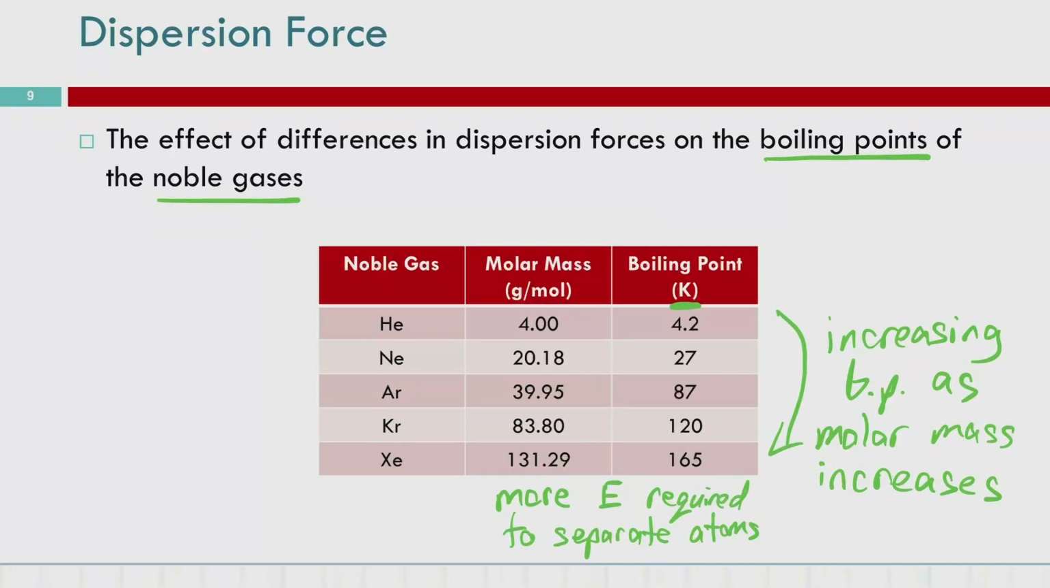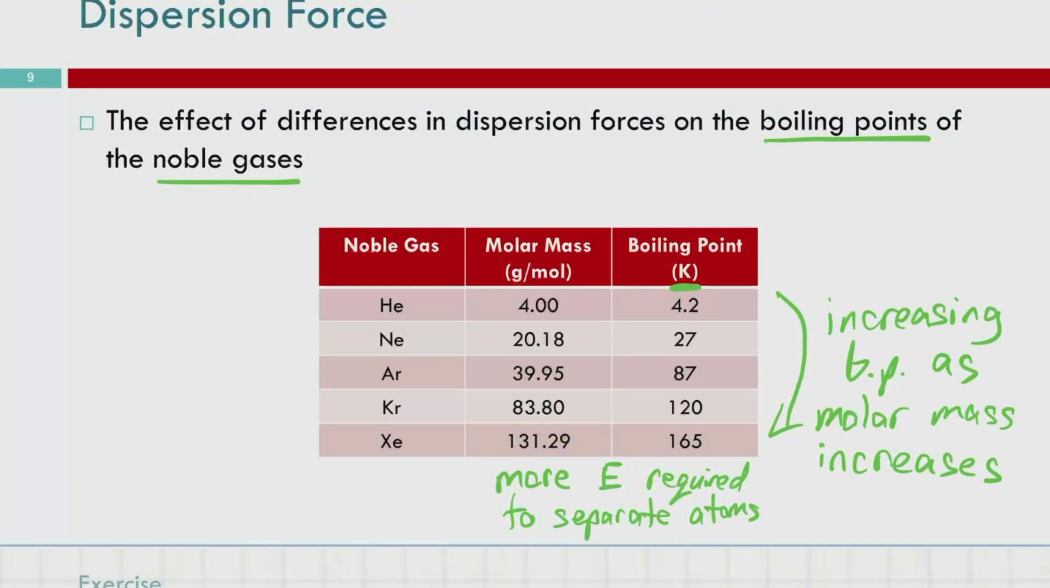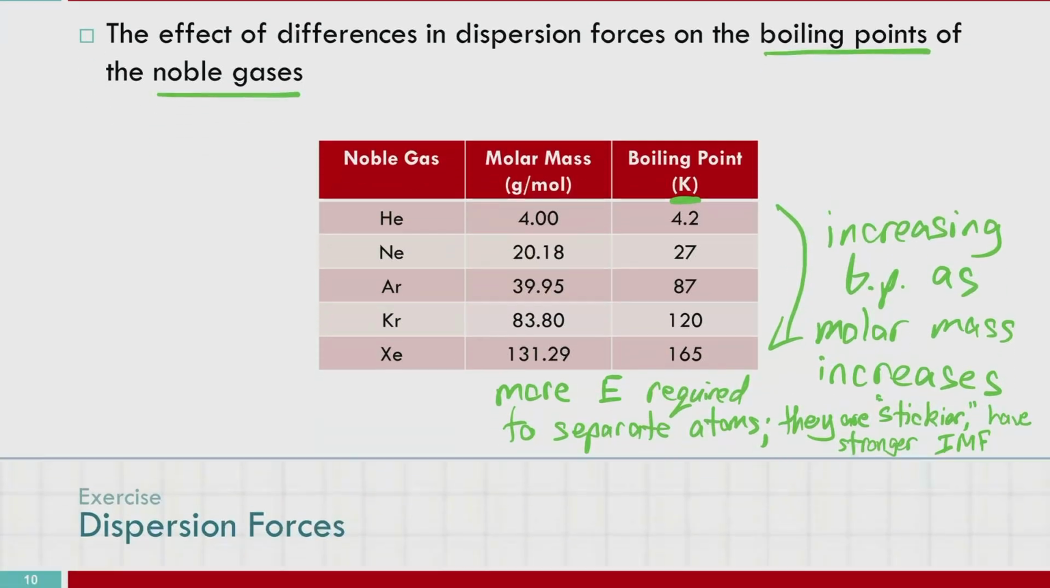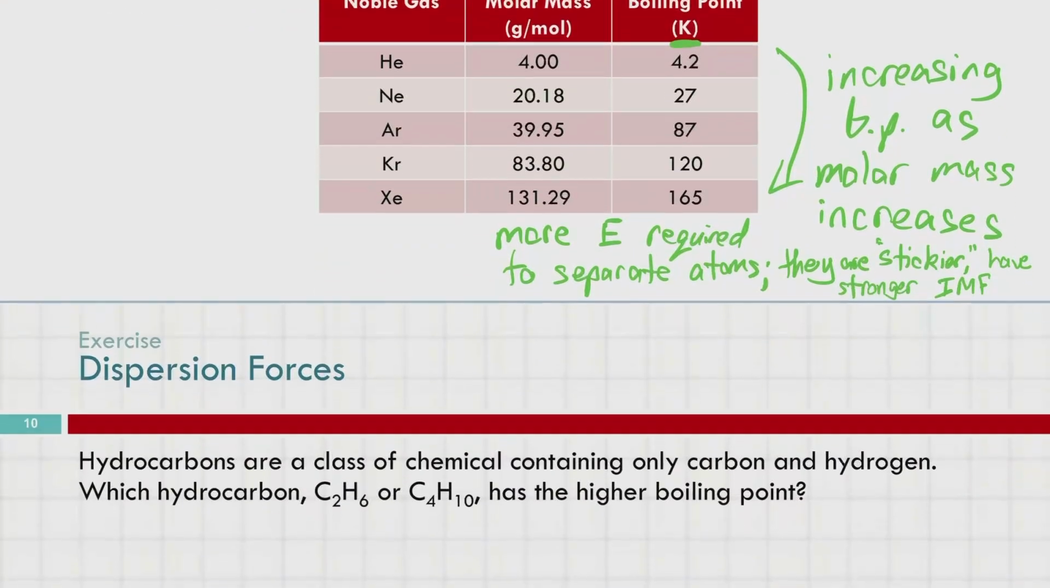And more energy required to separate atoms means that they are stickier, as I like to think of it. So they're stickier, little quotation marks there, which means that they have stronger intermolecular forces. And I'm going to abbreviate intermolecular forces as IMF. Don't get it confused for the International Monetary Fund, which is also IMF.